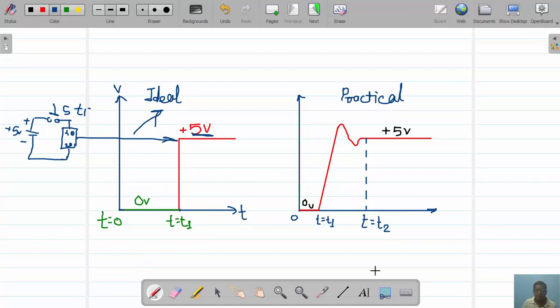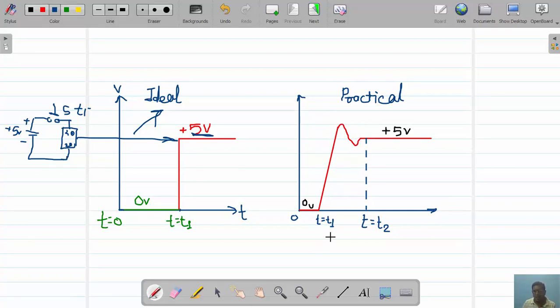But practically what is happening, at instant t equal to t1, when we close this switch, the input supply is going to attain some maximum value, then some minimum value, and slowly it is going to settle down to its rated value. No doubt my supply is plus 5 volt, but it might happen that when we turn on the supply, suddenly some electric spikes may be generated here.